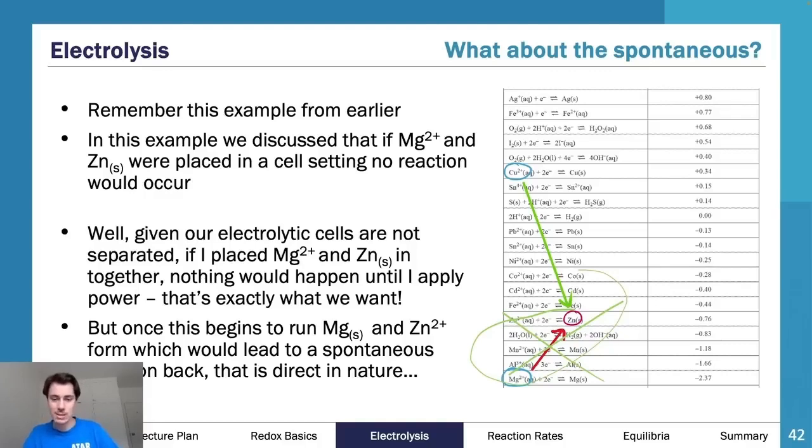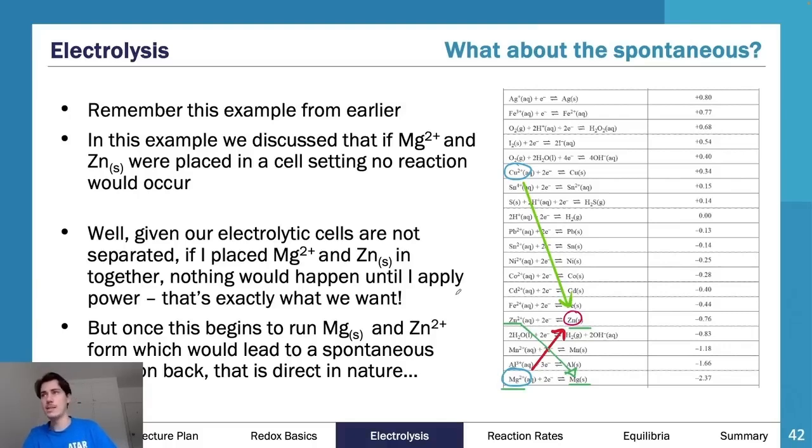So what I'm trying to say here is that if I get one beaker, and I fill it with Zn solid and Mg2+, nothing happens. I then apply some electricity, and I go through electrolysis, and they flip over, and I get Zn2+ forming, and I get Mg solid forming. I now have a spontaneous reaction possible. They are still in the same beaker. So what's going to happen? I'm going to get a direct reaction. I'm going to get heat energy, and it's not going to be useful.